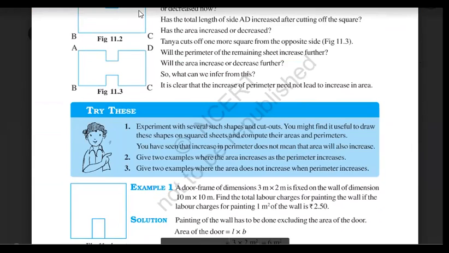A door frame of dimension 3 into 2. See, dimension means length into breadth here, right? Solve question number 1, guys. Try to solve question number 1.